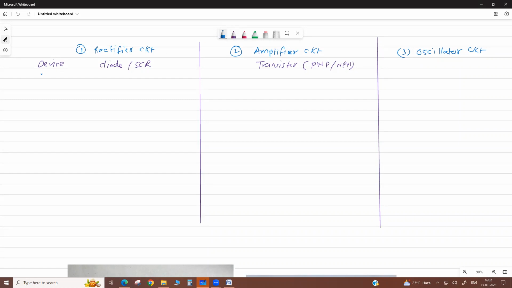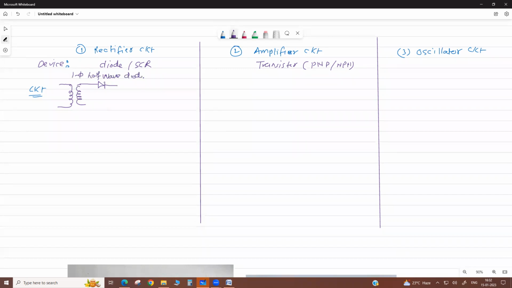Rectifiers are either half wave or full wave rectifier circuits, and you can draw them. Simple: first the device, then the circuit. Here is the half wave rectifier. This is your input through an isolation transformer. Then this is the diode.